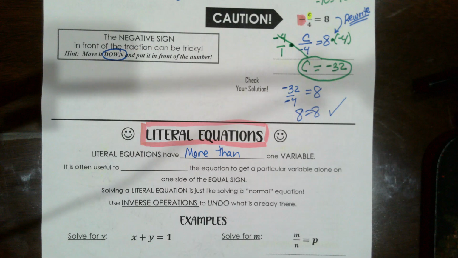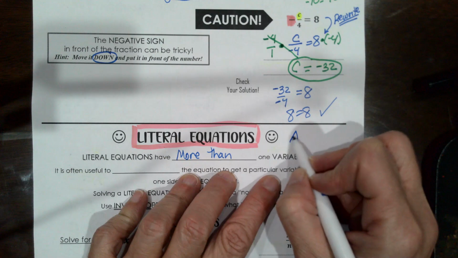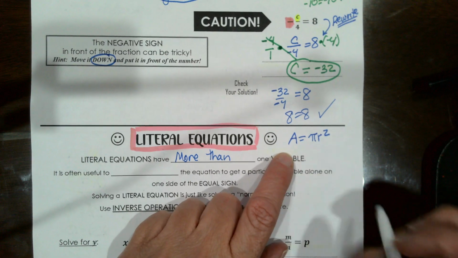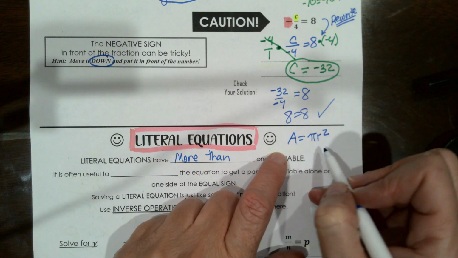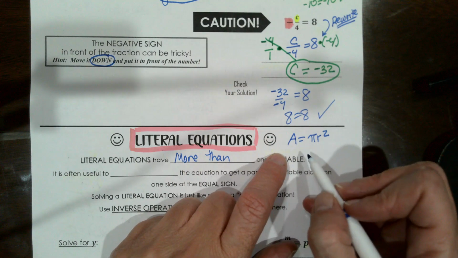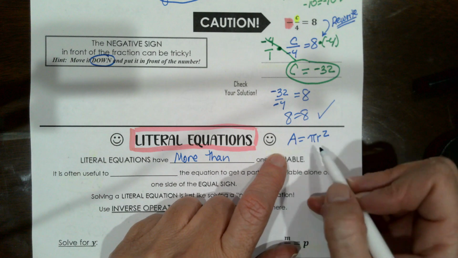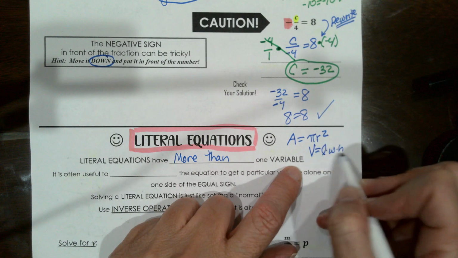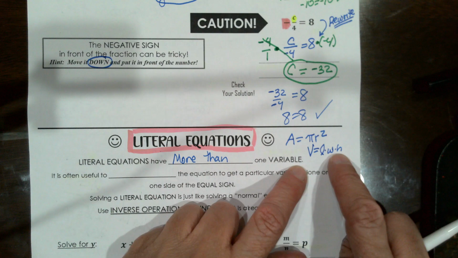So if you think back to middle school, you may have seen something like this. A equals pi r squared. Do you remember that? You had the area of a circle, and so here we have the area and we have the radius. You did all of your geometry lessons where you were finding surface area or volume. You remember you had, let's see, V equals length times width times height. Remember that one? So that's what we're talking about. Literal equations are basically like formulas that you use to do calculations.